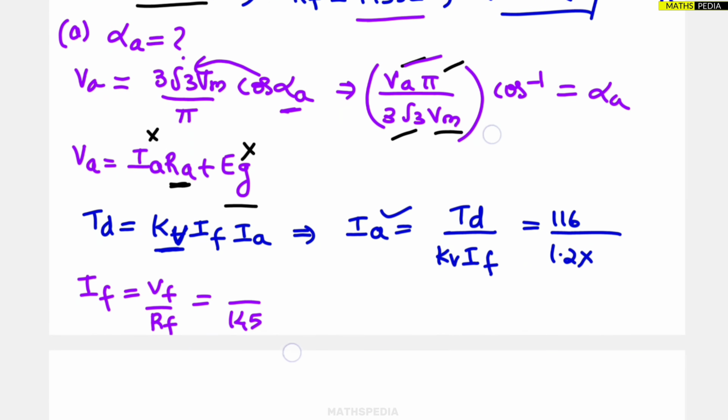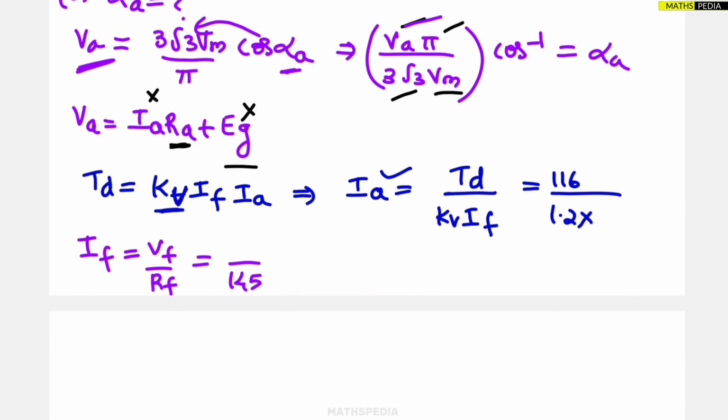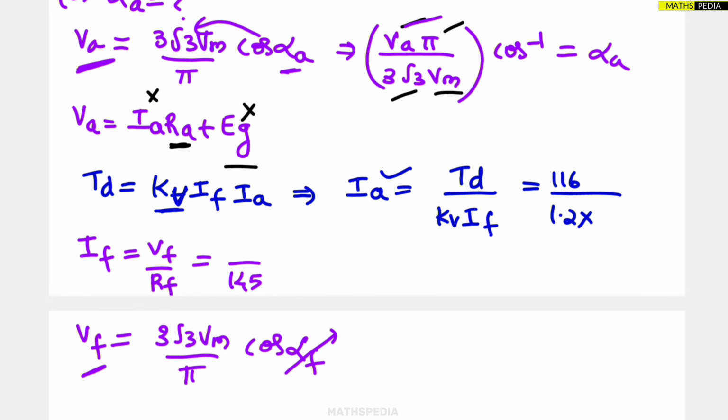Again the converter formula. The VA formula we had, VF also we are having the same formula. Only difference is that 3 root 3 Vm by pi, instead of cos alpha A, it is cos alpha F. Now alpha F is not given in the question, right? So how will you find that? Whenever you are calculating VF, always remember you have to consider alpha F as 0, in order to get the maximum voltage and current.